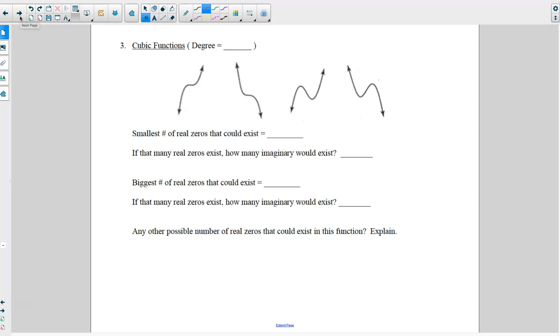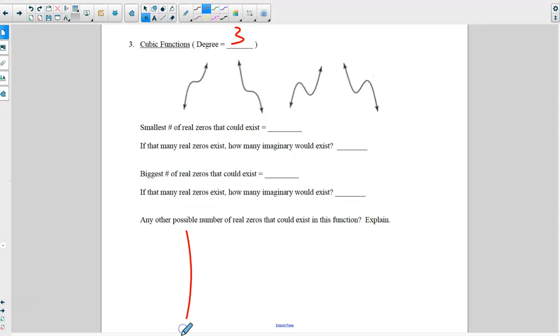Cubic, what degree is it? 3. So we got degree 3. What's the smallest amount of times this would cross the x-axis? Once. Yeah, it has to cross. It's always going to cross at least once. So if it crosses 1 time, how many imaginary solutions are there going to be? 2, because these 2 numbers add up to make the degree, which is 3.